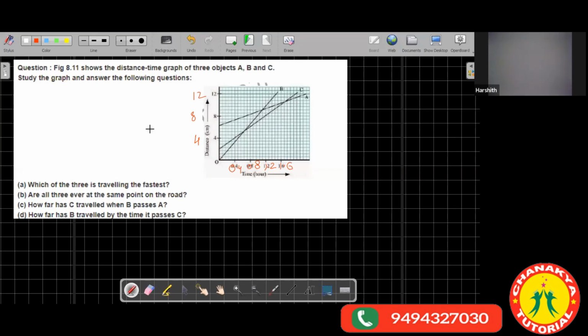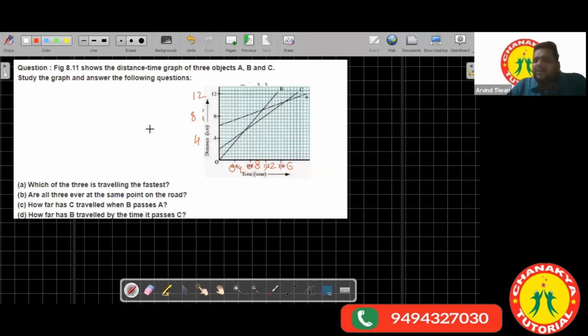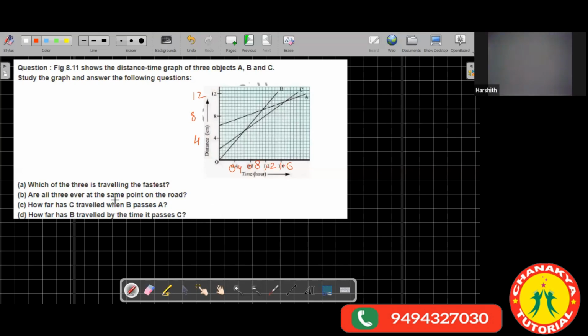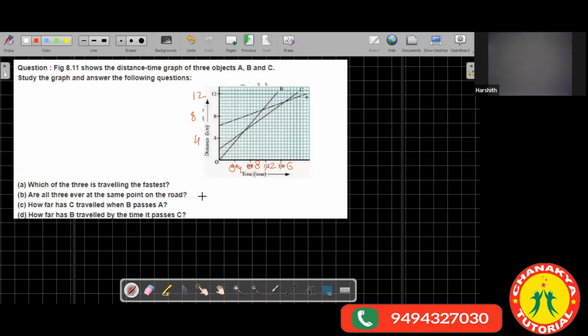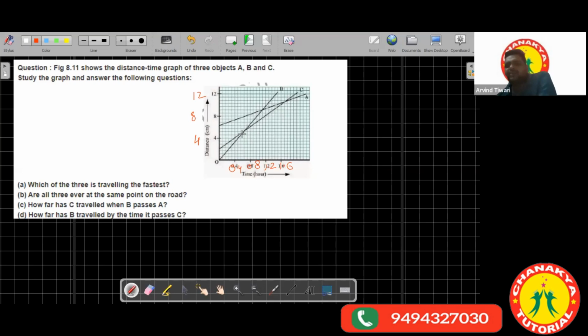Sir, B. Okay. B is traveling the fastest as B has the greater slope. It's making more angle, so its slope is greater. Are all three ever at the same point on the road? Is there any point where all of them are at the same position? No, sir, they are not at the same position. Since the three are not intersecting at any common point, the answer is no.